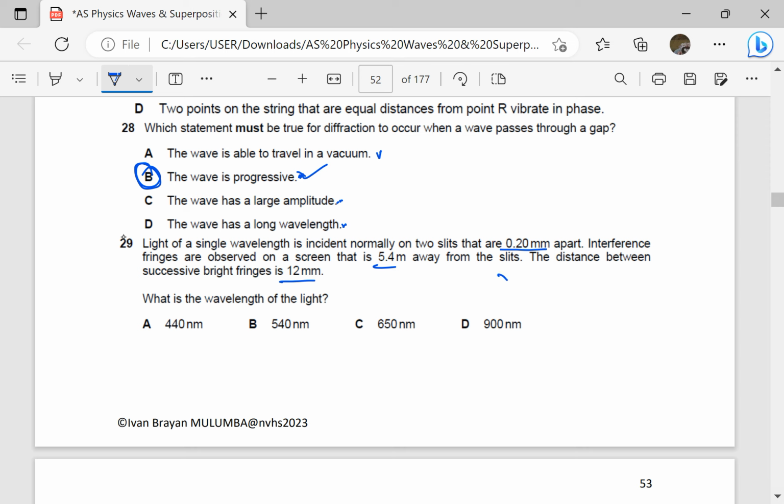Since it is a double slit, lambda is equal to ax divided by D. So we want the wavelength. Wavelength is going to be equal to a, the slit separation, which is 0.2 times 10 power negative 3. And then x, the distance between successive bright fringes, is 12 times 10 power negative 3. Divide by D, which is 5.4.